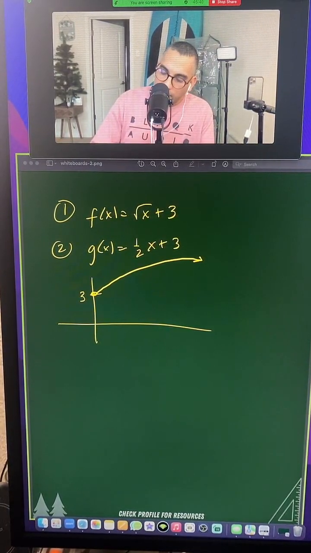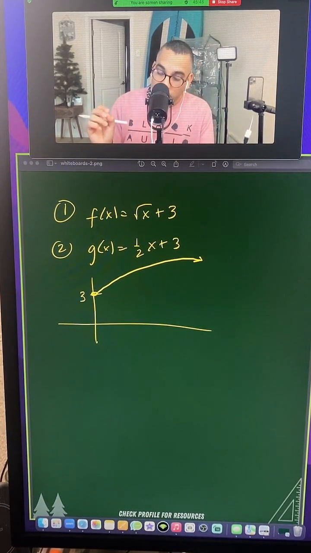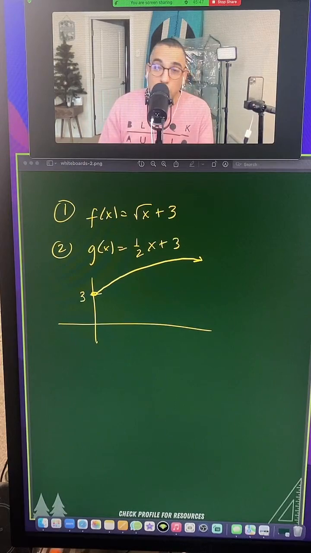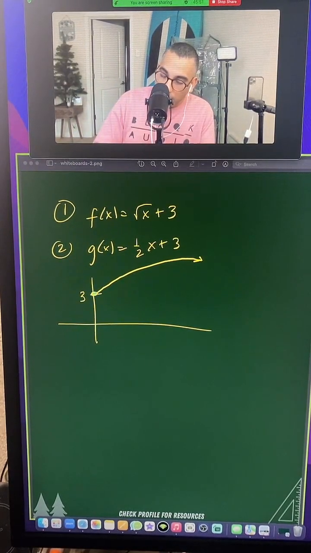All right, this next one, the second one, g of x, is a linear function. Okay, really, really simple. At this point, you should have a good concept of how you graph it: the y-intercept at 3, and then you go up 1 over 2, and I think it goes, I actually don't know how this function graphs.